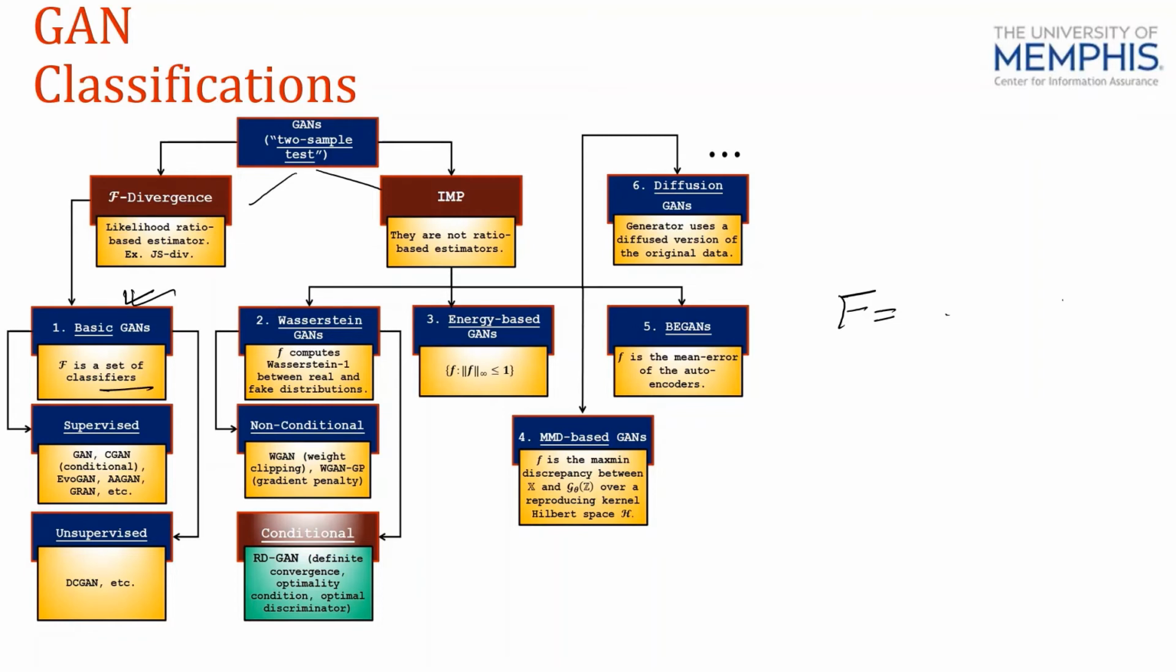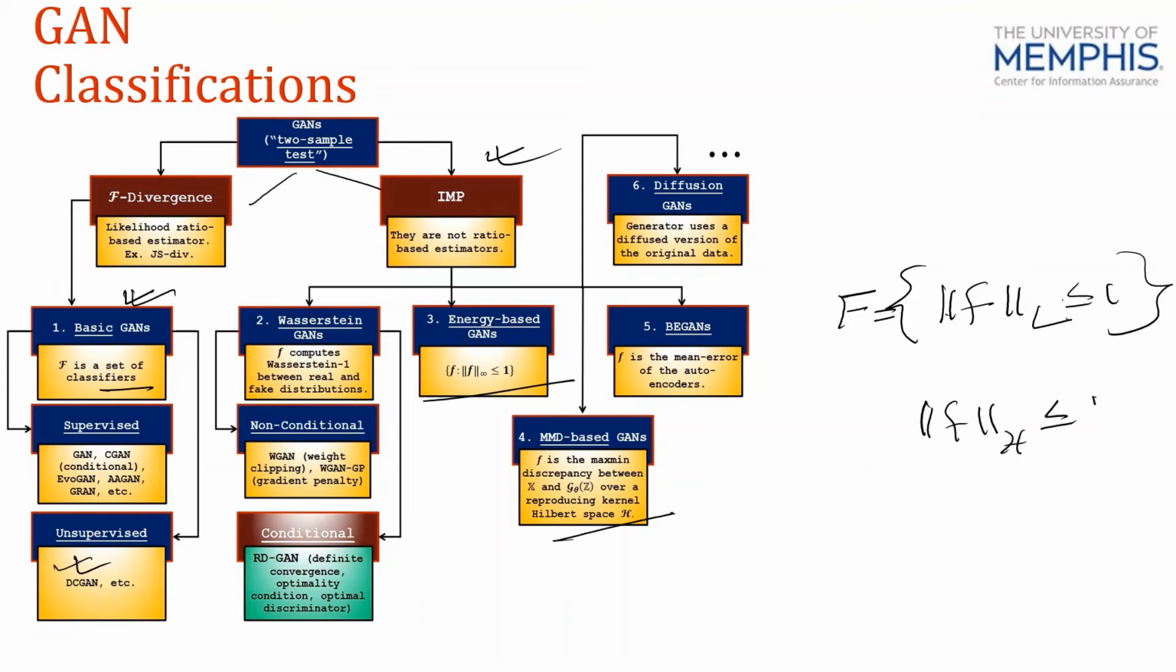Now a couple of supervised models are there, that is GAN, CGAN, etc., and a couple of unsupervised models including DCGANs. GANs using IPMs include the Wasserstein GAN. In this case, F would be the Lipschitz 1 function that we can recall. In the case of energy-based GANs, this is the set of measurable functions. In the case of the MMD GANs, the set of measurable functions includes these, as we can recall. So this is the function class from the RKHS, this is the BGAN and the diffusion GAN. Apart from that, there are several other GANs that use IPMs.